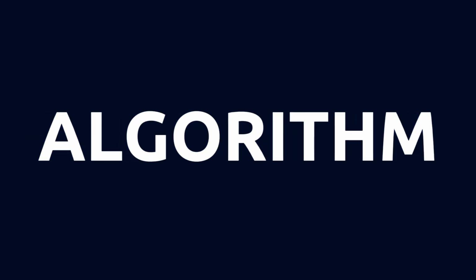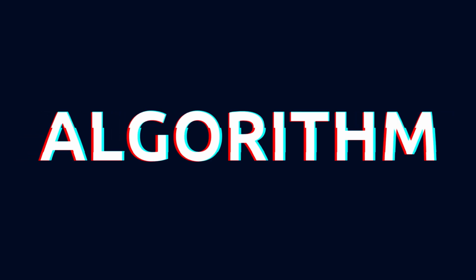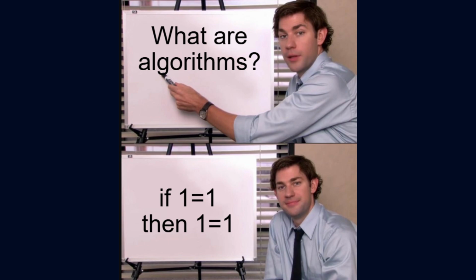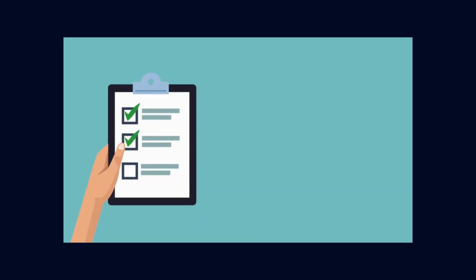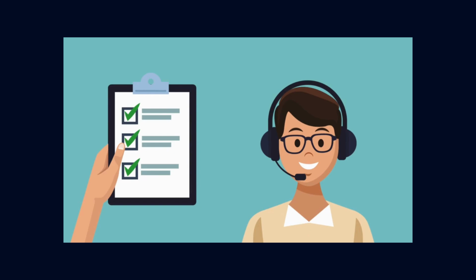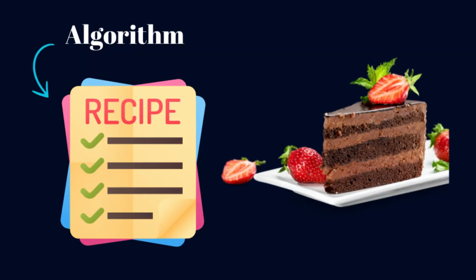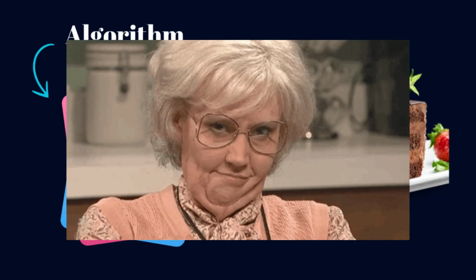When you hear the word algorithm, it might seem intimidating at first, but it's not as complicated as it seems. The meaning is quite simple. An algorithm is just a list of instructions to solve a problem or perform a task. It tells you what to do step by step until you reach the desired outcome. It's like a recipe for making a cake. Yes, even your grandma uses algorithms.